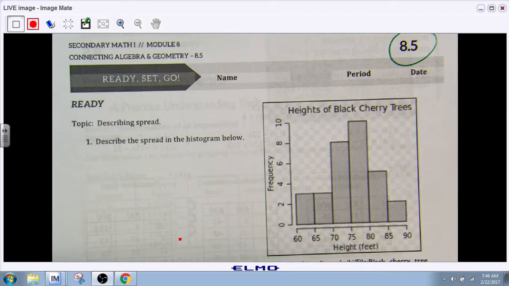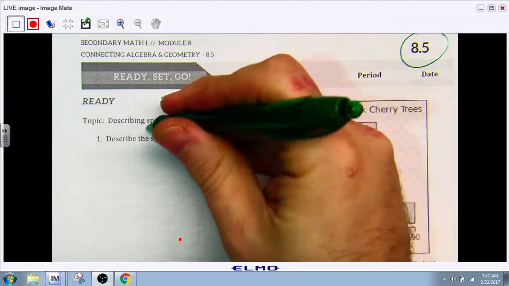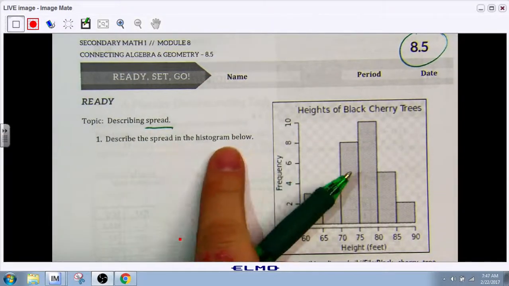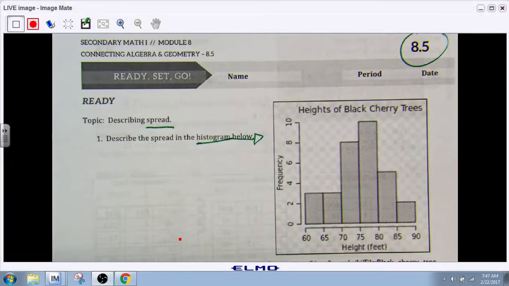Today we're going to be doing some things that are a little bit different and preparing us for our next unit, which is going to be a little bit more on data analysis. One of the things we're going to be doing in this first section is talking about this idea of spread when we're looking at data. It says look at the spread of the histogram below, and below is actually right here. A histogram is just a bar chart like this. There are multiple ways that we can describe what's going on in a data set, especially when we're talking about concepts of spread.